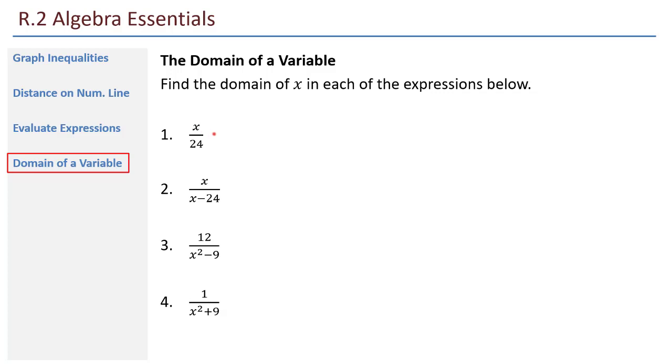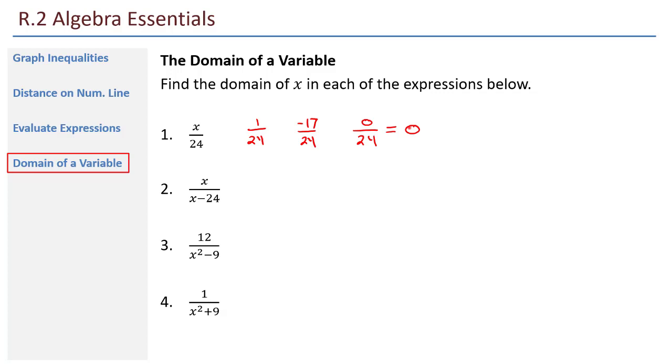In the first example, x is in the numerator, and a lot of people think that 0 is a problem. Certainly other numbers aren't. I can do 1 divided by 24 or negative 17 divided by 24. Those are all perfectly fine. Is 0 divided by 24 allowed? The answer is yes. 0 divided by a number is okay. The answer is just 0. I'm just not allowed to divide by 0.